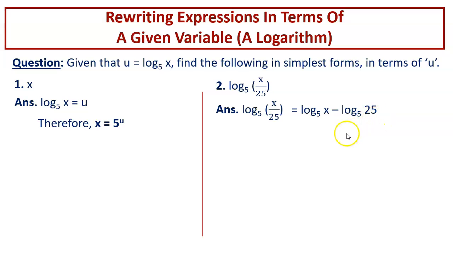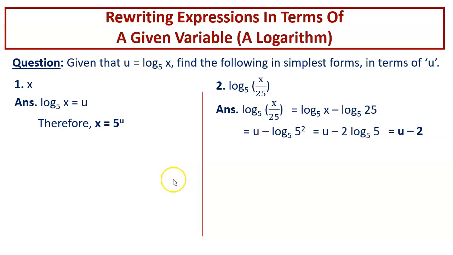25 can be written as 5 to the power of 2. So it is u minus log of 5 to the power of 2 to the base 5, and this 2 can be brought down to the coefficient position. So it is equal to u minus 2 times log of 5 to the base 5, which is equal to 1. So this is equal to u minus 2. This single logarithmic expression, which contains a single term, can be written as u minus 2. That is log of x to the base 5 minus 2.